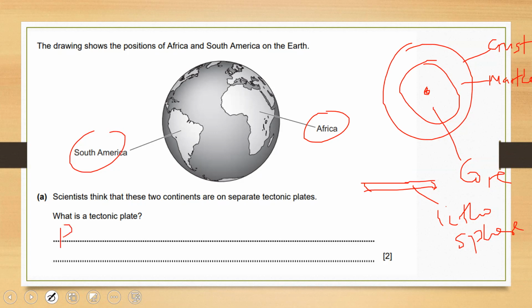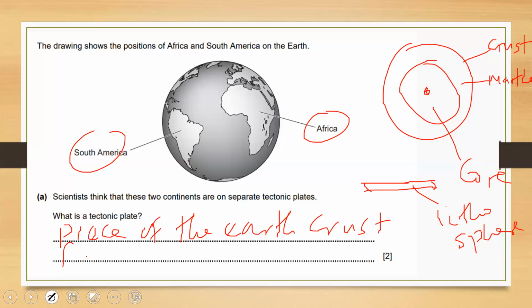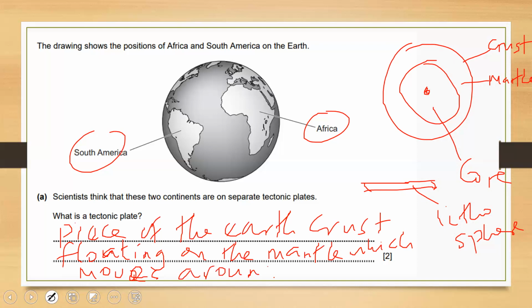So a tectonic plate is a piece of the earth crust floating on the mantle, which can flow, which can move around.